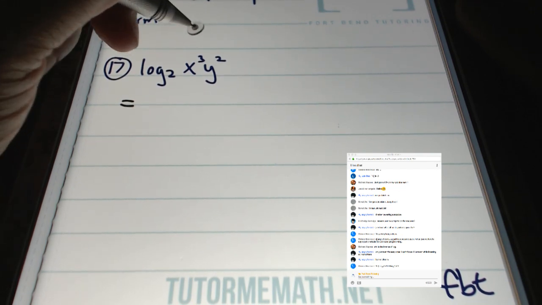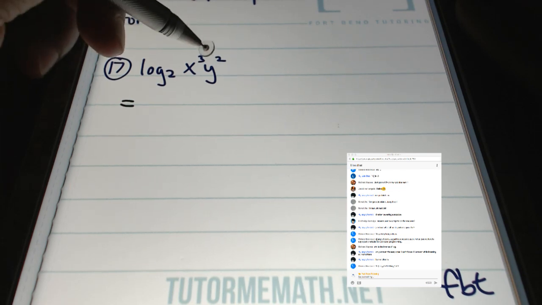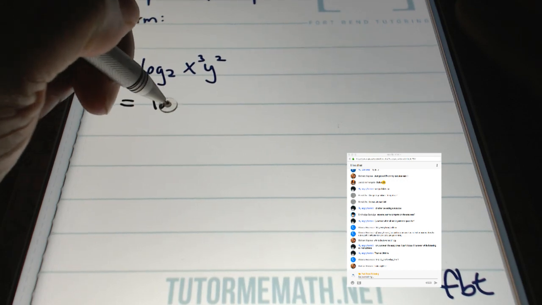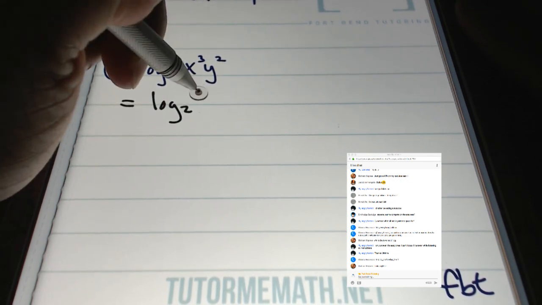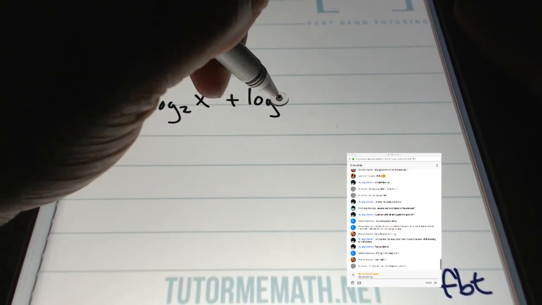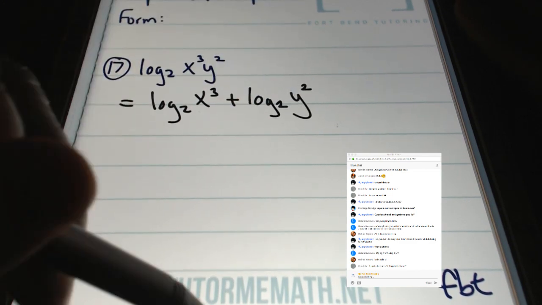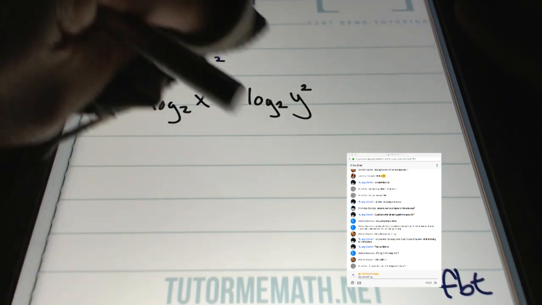We're going to use the product rule for logarithms because we have x cubed being multiplied by y squared. That means we can expand this first by rewriting it as log base 2 of x cubed plus log base 2 of y squared. Now that base must be identical, guys. So this is what we have thus far. Let me clean my screen real quick.